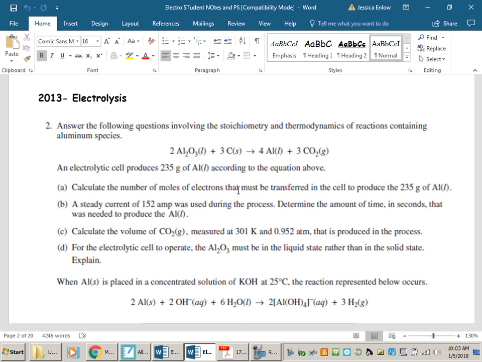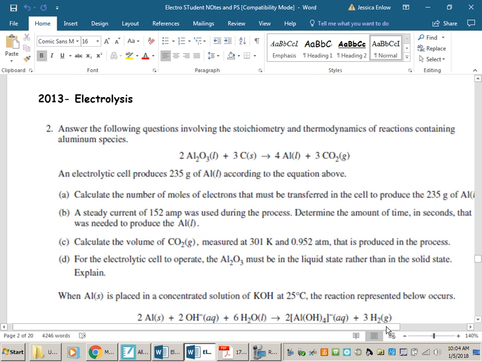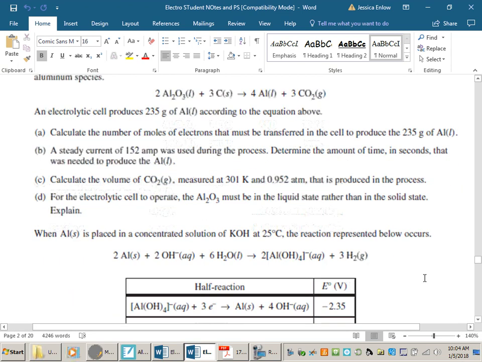So it says 235 grams of aluminum. Can you actually take pictures of that working? You can also just Google AP Chemistry 2013 FRQ. Don't look at the answers. Look at the question, and you can see it. But let me tell you the numbers. I know you already know. All right, so 235, and then it says 152 amps. Calculate the volume of CO2 at 301 Kelvin, 0.952 atmospheres. You can jot those things down. I'm going to scroll down in a second.